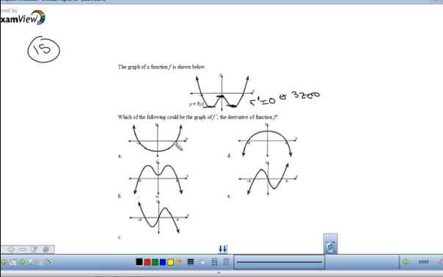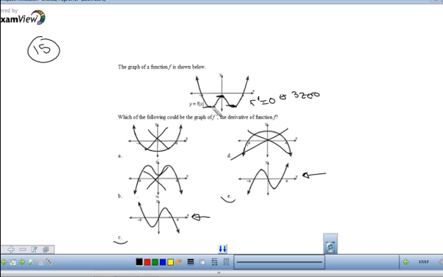Okay, so this one only has 2, so it can't be that one. This one only has 2. 1, 2, 3. So this is a possibility. That one only has 2. 1, 2, 3. So that one's a possibility. Okay, so the answer is either going to be C or E.